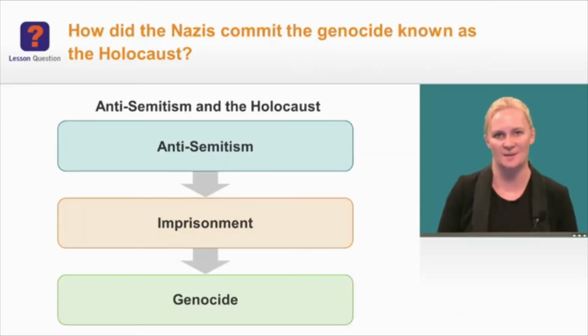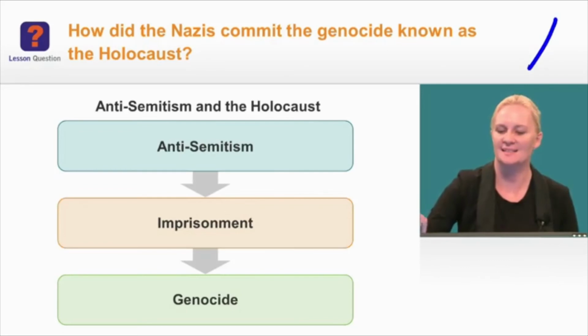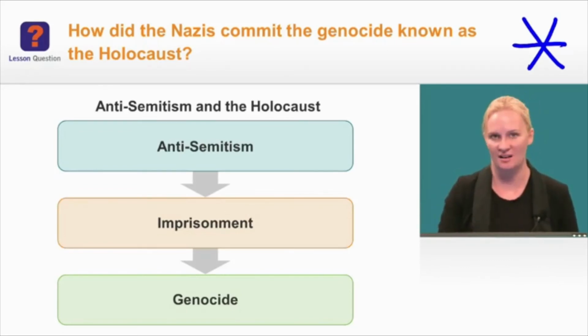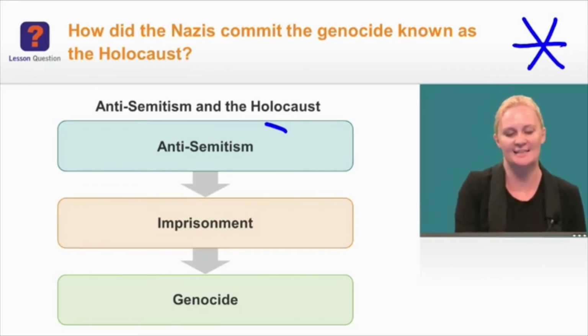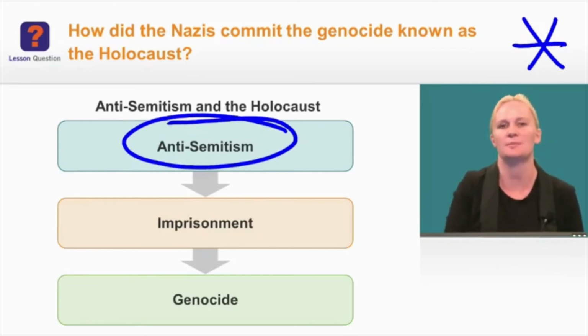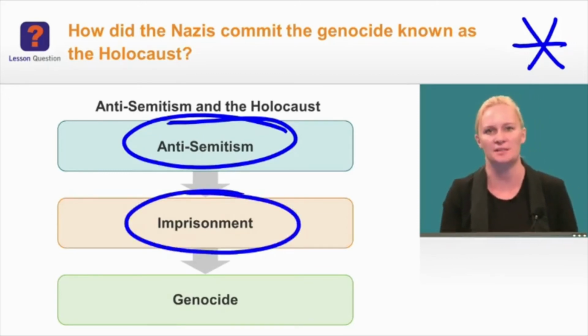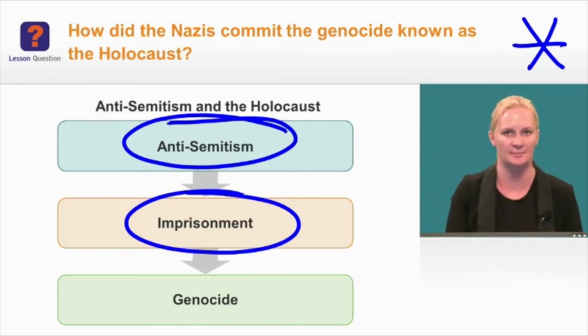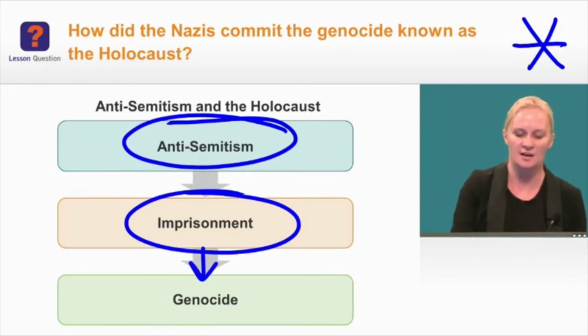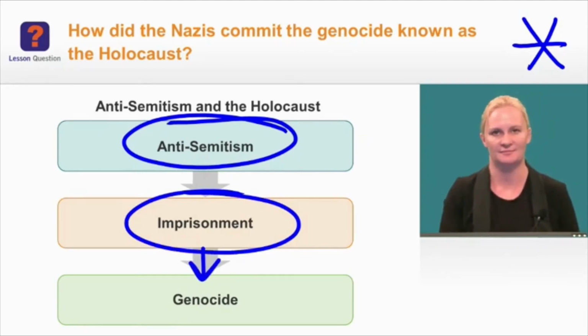Our lesson question once again: how did the Nazis commit the genocide known as the Holocaust? We've defined anti-Semitism and explained how the German people came to feel so resentful towards the Jewish people. We talked about different forms of imprisonment, being rounded up, moved into ghettos, and eventually sent to concentration camps. Now, we're going to talk about the genocide itself.